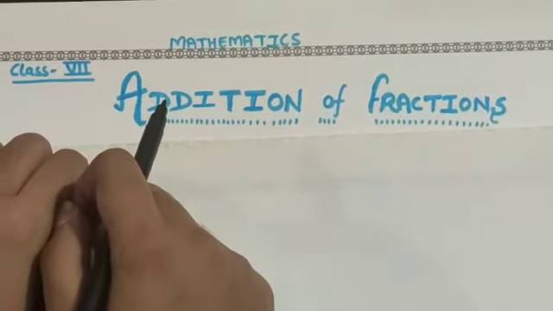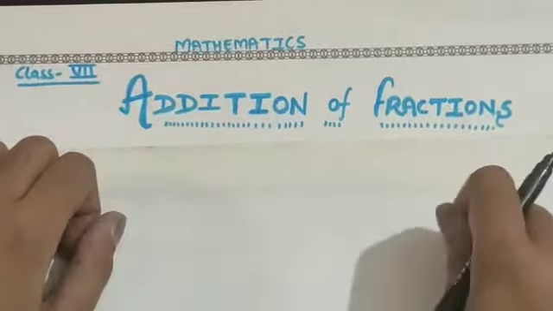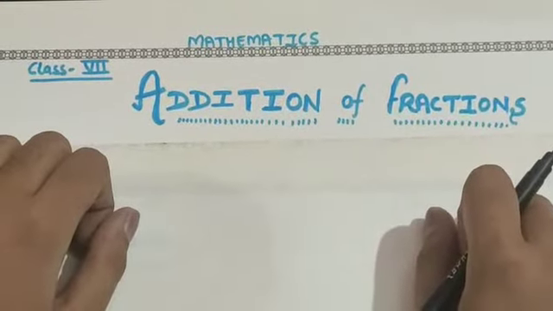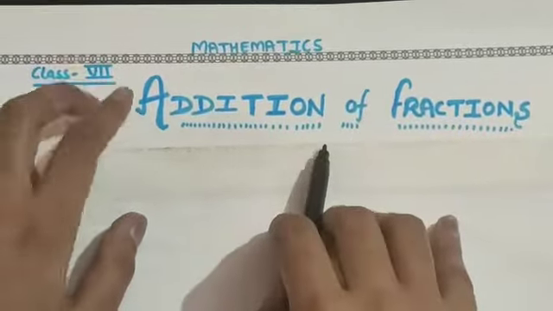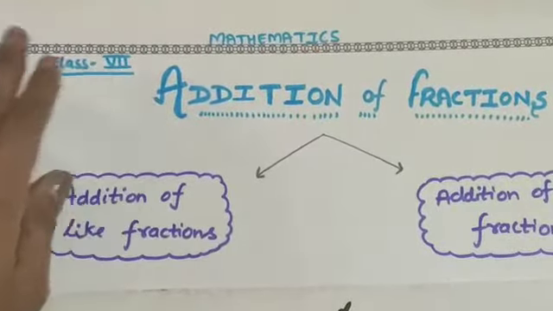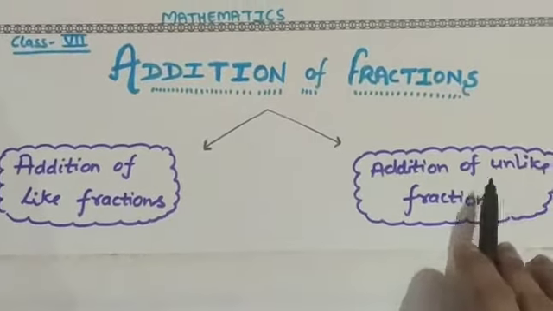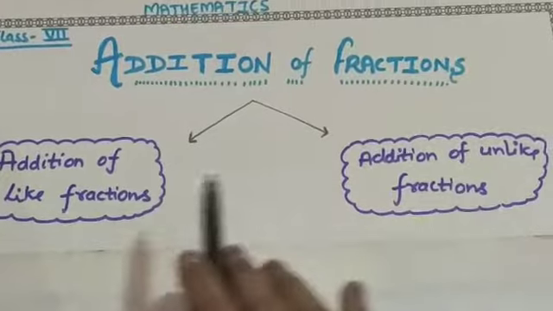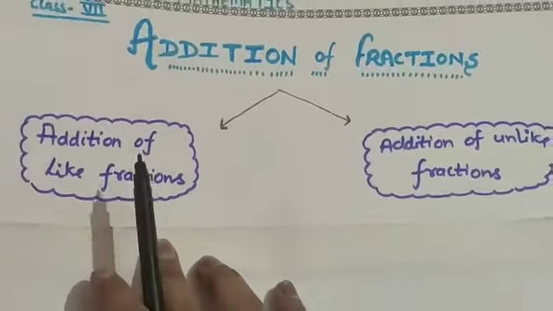So in the previous video we have studied the fractions and the types of fractions. And now we will study the addition of fractions. We have categorized it into two categories: the addition of like fractions and the addition of unlike fractions. First we will see the addition of like fractions.